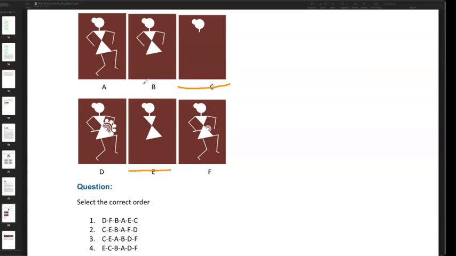which is E. Then the next one, the arms are drawn. So B. After that, this one, the legs are drawn. So then A. Then in F, this lollipop-like thing is drawn. Then for D, this pattern is made over here. So the correct order is C, E, B, A, F, D, or option 2.